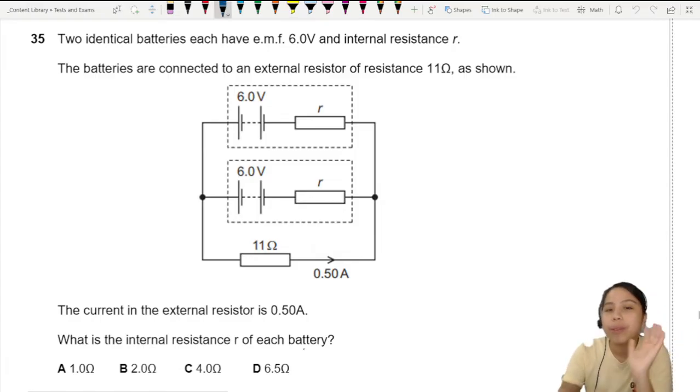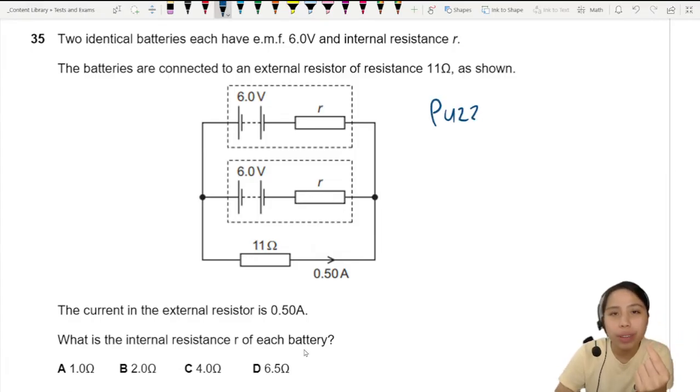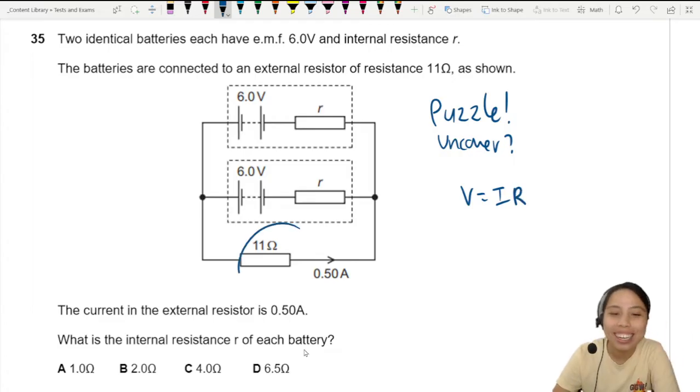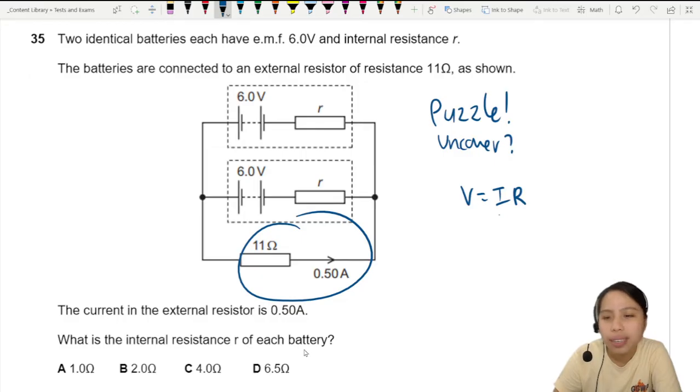How to start? Okay, so circuits is often kind of like a puzzle. You need to uncover it piece by piece. So first step, what should we uncover? I think we always check based on V = IR. Down here we have enough clues. We got I, we got R, so why don't we start with that.